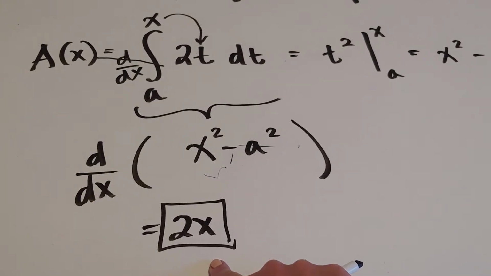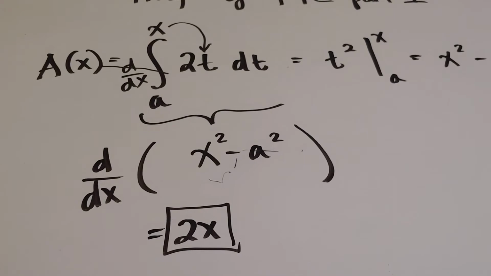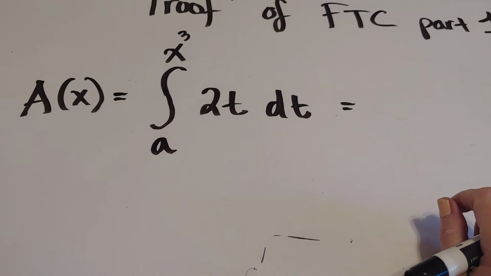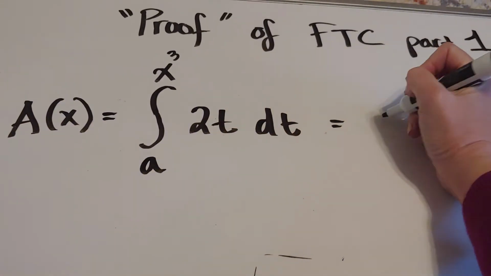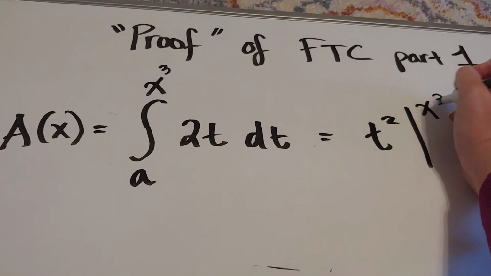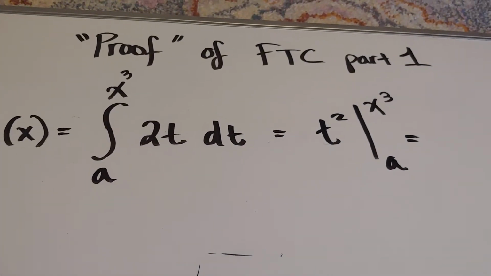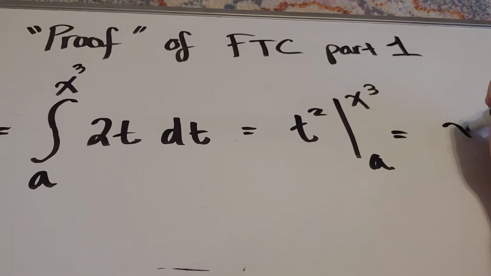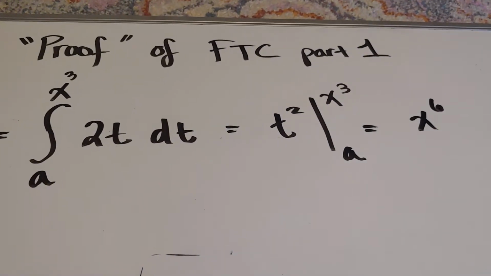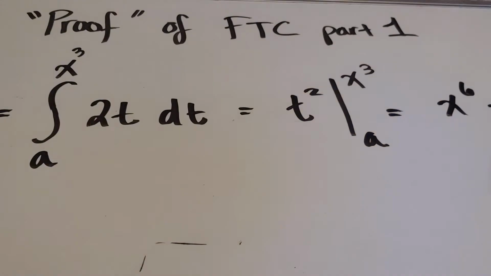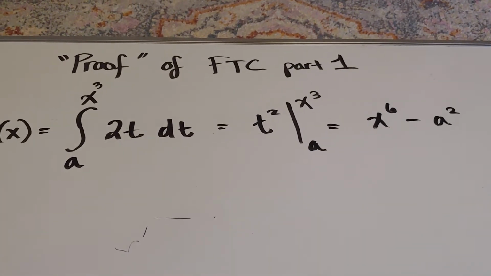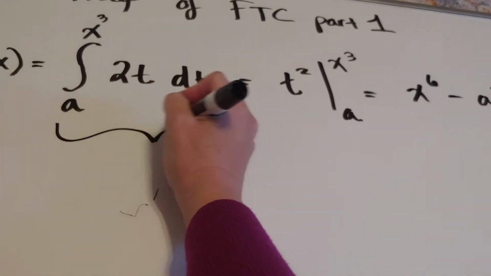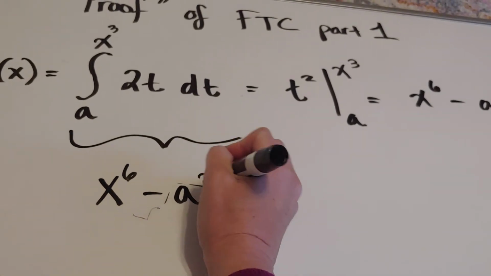So hold on one second while we clear off this board. All right, as you can see, we're going to do the same integral, but now I have an x cubed. So let's see what happens when I get that. So when I integrate, it would be a t squared. Okay. And let's see, x cubed squared, that would be x to the 6th minus a squared. All right, cool. Now let's see what happens. So I found out that this whole thing equals x to the 6th minus a squared.